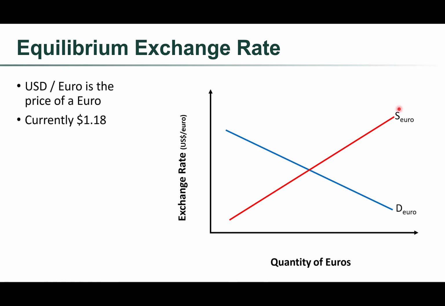And notice we have this nice thing where we have downward sloping demand, upward sloping supply. Again, US dollar per euro, that is the price of a euro. When I made these slides up, the price of a euro was about $1.18. And so we see that here where supply and demand intersect. That would give us our exchange rate of $1.18. And then the quantity of euros is going to be the number of euros traded in the currency market.